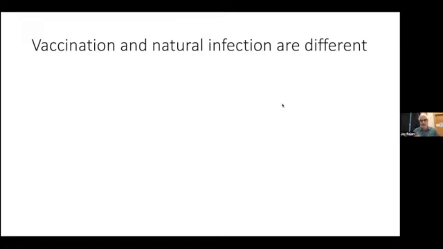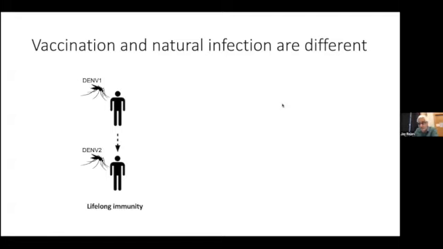And so that has always raised the possibility that maybe it might be possible to develop a vaccine. A vaccination and natural infection are really different entities. In the case of a natural infection, somebody is getting bitten by a mosquito twice, with 2 different serotypes of dengue.